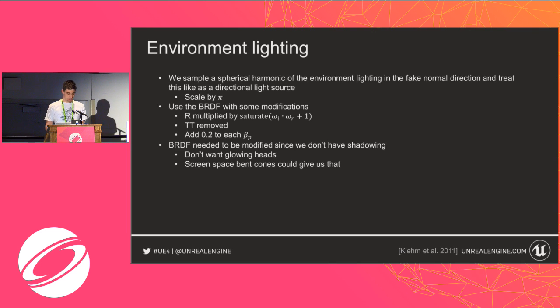So we make a single lookup of the environment lighting in the fake normal direction and sample our spherical harmonic with that, which is essentially the environment convolved, and use that as a single directional light source. Then we make some minor modifications to the shading model to make this end up looking somewhat convincing. We had to make those modifications because we don't have a shadowing term, so we don't want to end up in that glowing head case that we had in the prior slides.